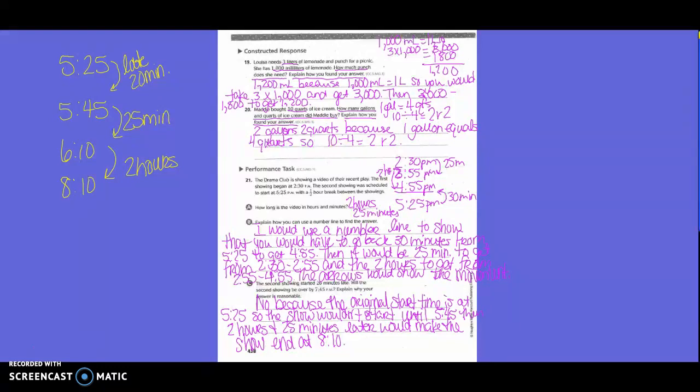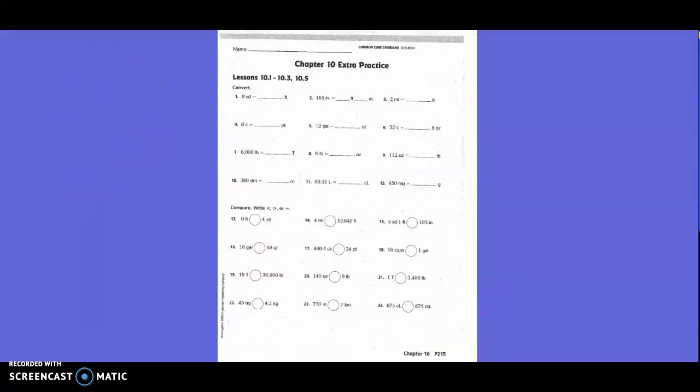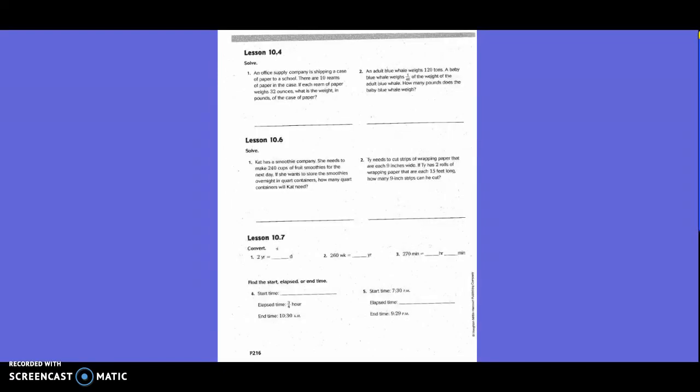Now, what you guys are also going to do for homework on top of your multiple choice questions is your extra practice. So you guys will do page P215 and page P216. Do not forget to show your conversions and then show your work on all of 1 through 24. Then on 10.4, you need to underline your information, show your work, and if you need to, don't forget to put a label. Then on 10.7, don't forget to show your work on all of those and then give your answer.